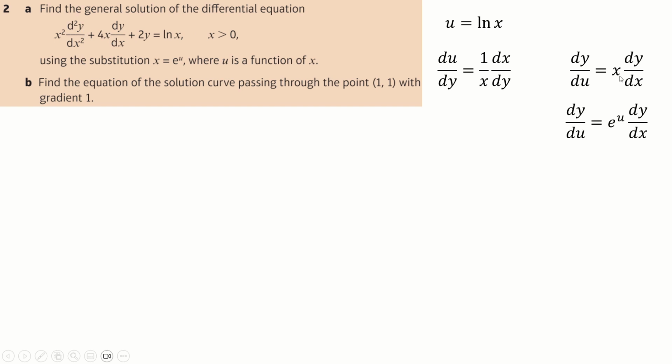I also wrote this as e to the power u. I think I was going to do something different, actually, but I don't know whether I ended up using that. Anyway, I'm going to take this equation here. Yeah, I am going to use it. And I'm going to differentiate again with respect to u. So this differentiated with respect to u is obviously this.